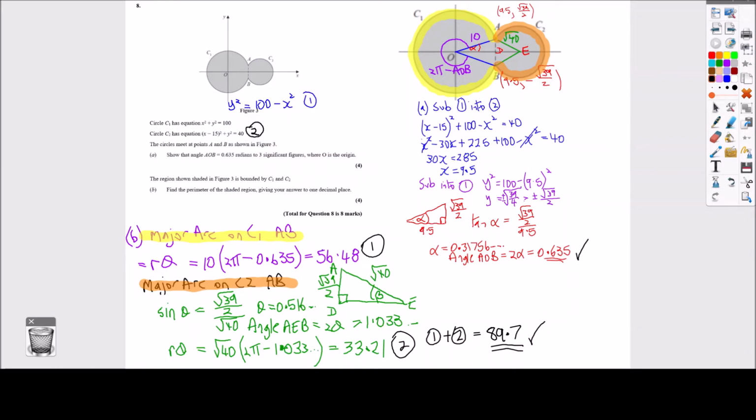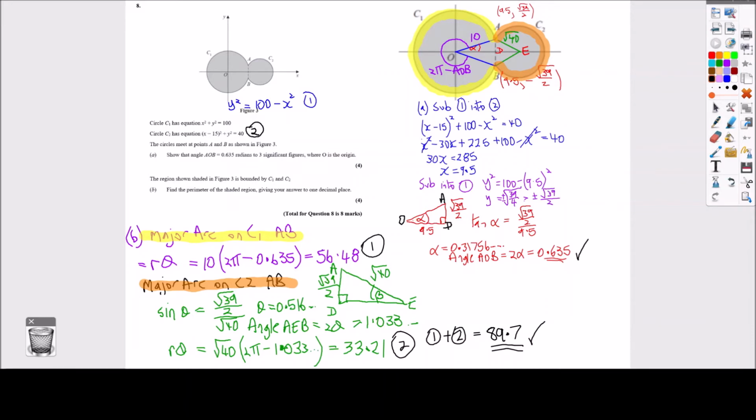I'm then hooking out the right-angled triangle, A to O to D. Now I've worked out the x coordinate was 9.5, so the length from O to D is 9.5. Let's just make it clear which is which: this is O, this is D, and this is A. So the length from O to D is 9.5, and from A to D is root 39 over 2. That's the x coordinate and the y coordinate.